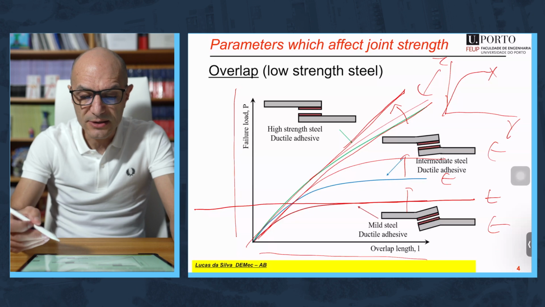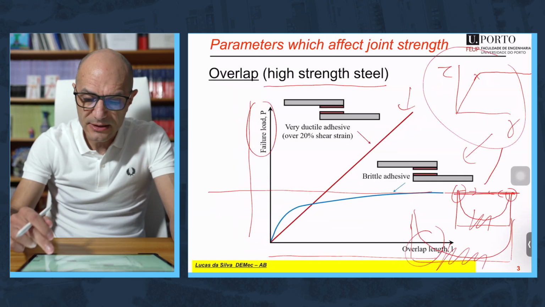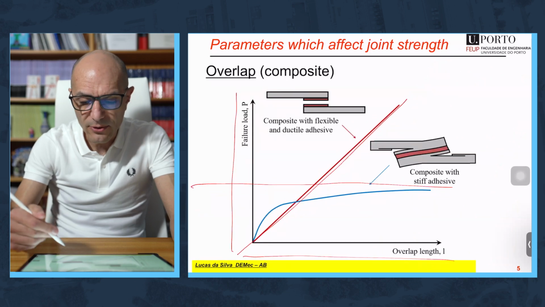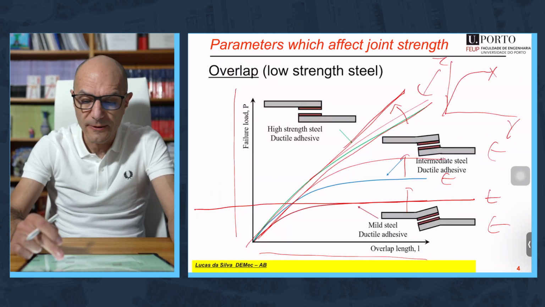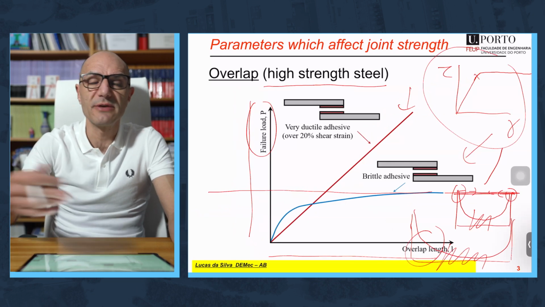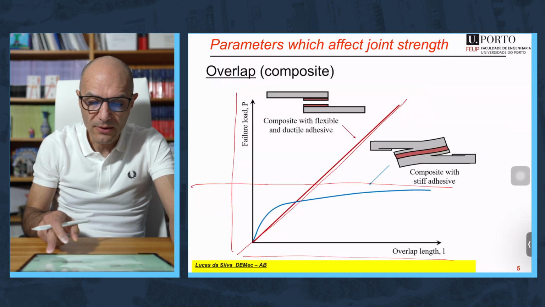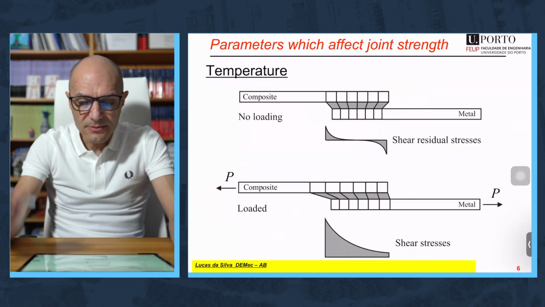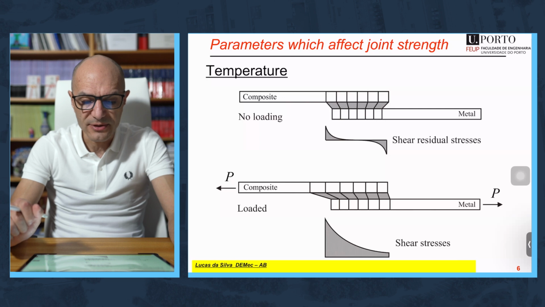Here, in the case of high strength steel, a very ductile adhesive, and in the case of low strength steel, there is not really anything to do because the steel will control the failure. In the case of high strength steel, it's to use a very ductile adhesive to make use of the whole overlap. Okay. Just before finishing this module, let me talk about the effect of temperature.